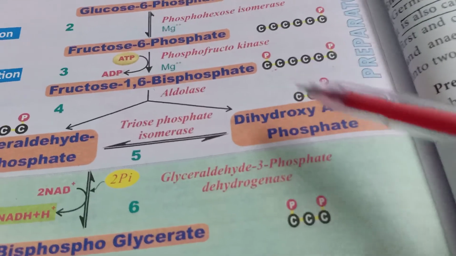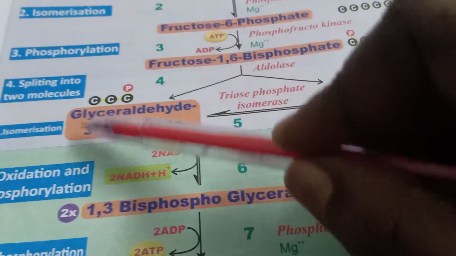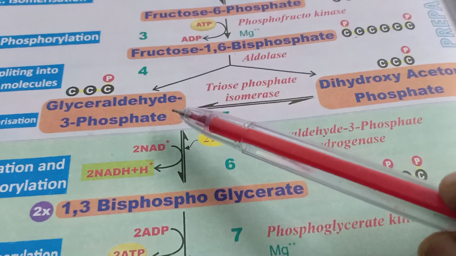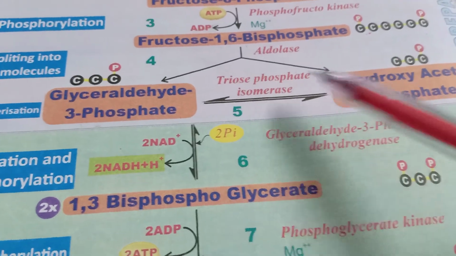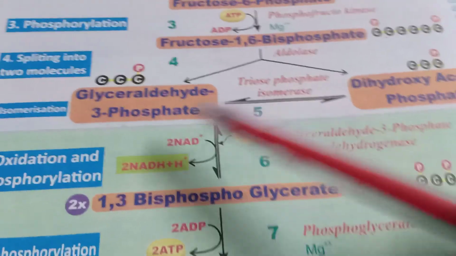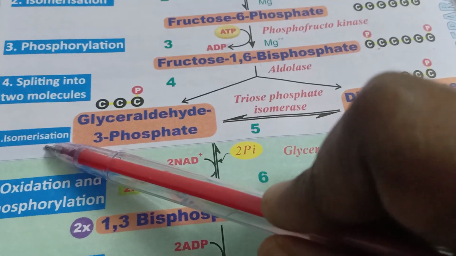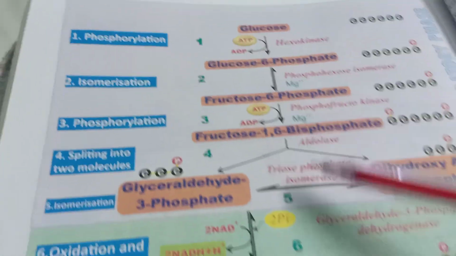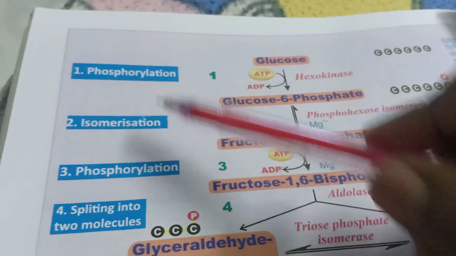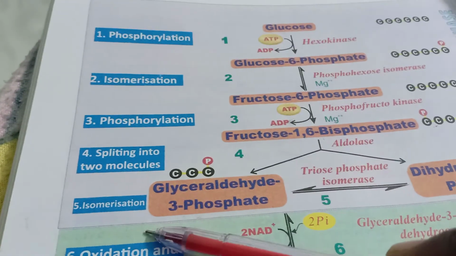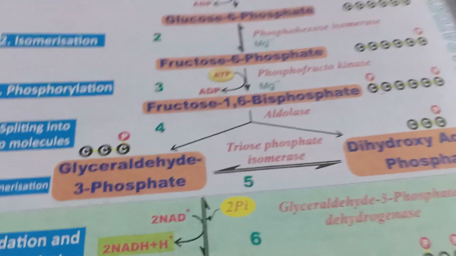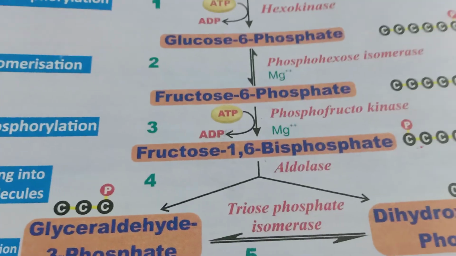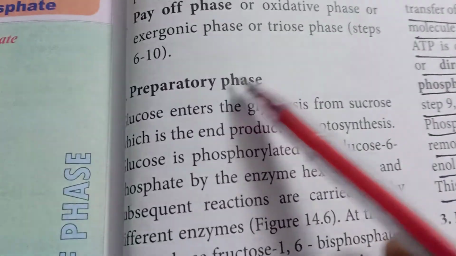What are the 2 molecules? The 6 carbon compound is split into a 3 carbon and another 3 carbon. The name of it is glyceraldehyde 3-phosphate. It is converted into its isomer by triose phosphate isomerase, which is called isomerization. So in steps 1 to 5, you got 2 phosphorylation and 2 isomerization. These 5 steps are called the preparatory phase.